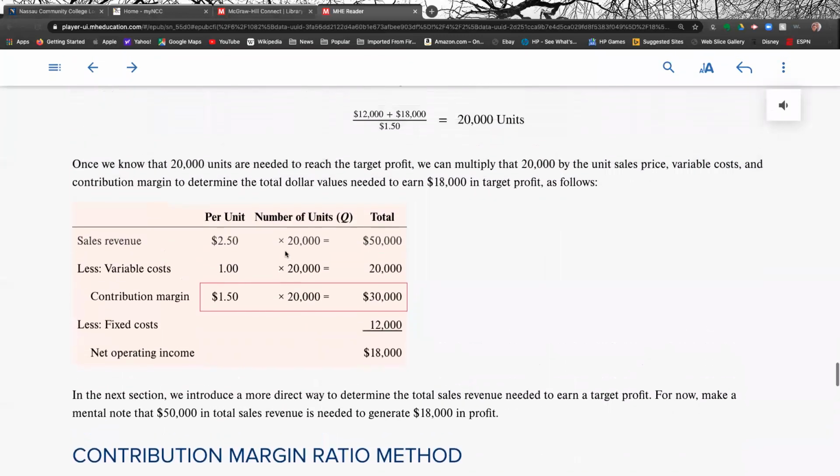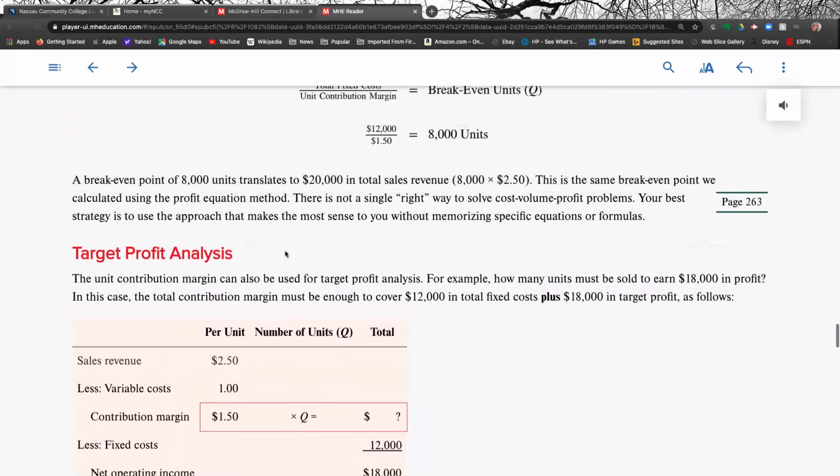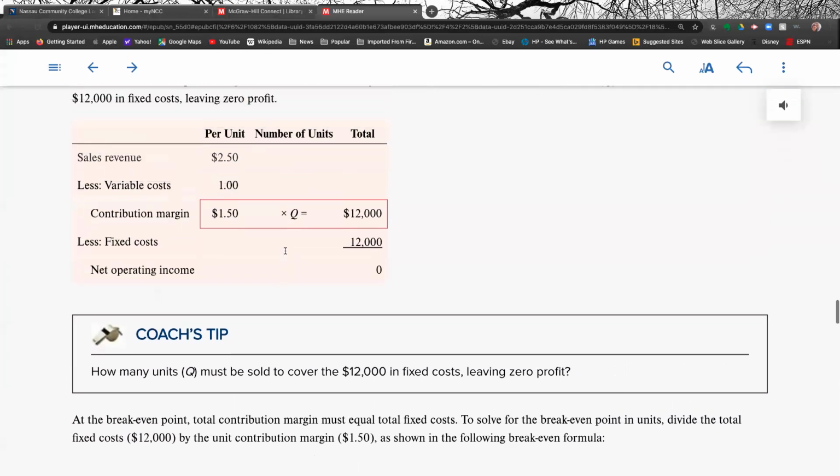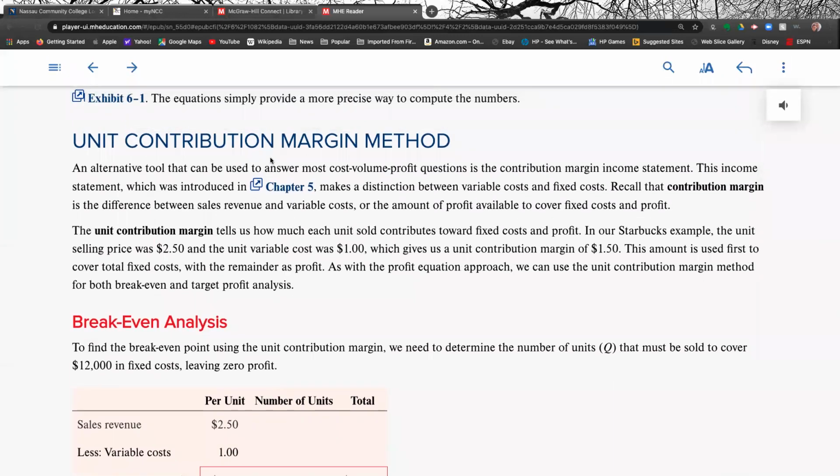Now, these illustrations we looked at were using unit contribution margin, right? But that's what the topic is, unit contribution margin method. Contribution margin per unit.